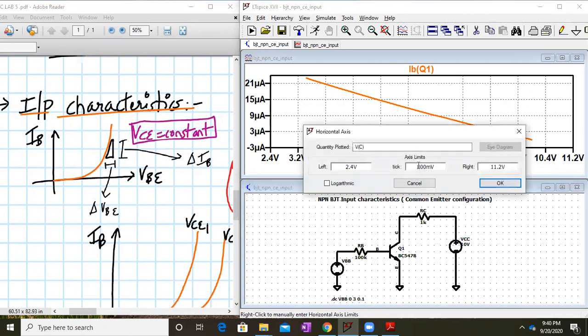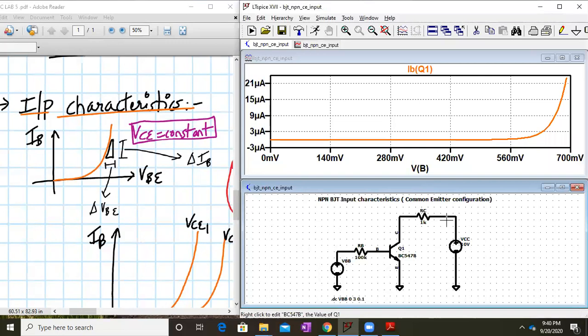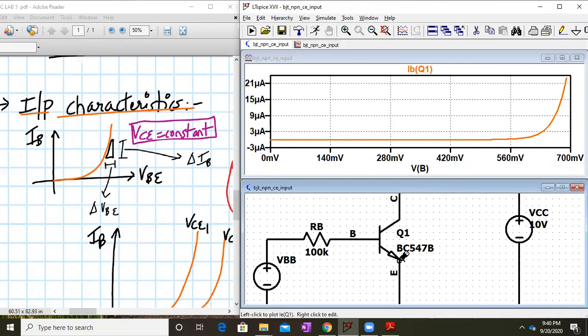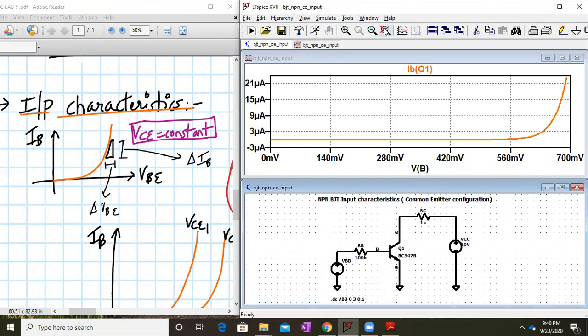Actually it should be VB. So actually it should be VB, sorry. Yeah, VB. Now why VB? Because VBE we want to plot, and if you see carefully, the emitter terminal is grounded. So VB is the same as VBE. So that's how it is.